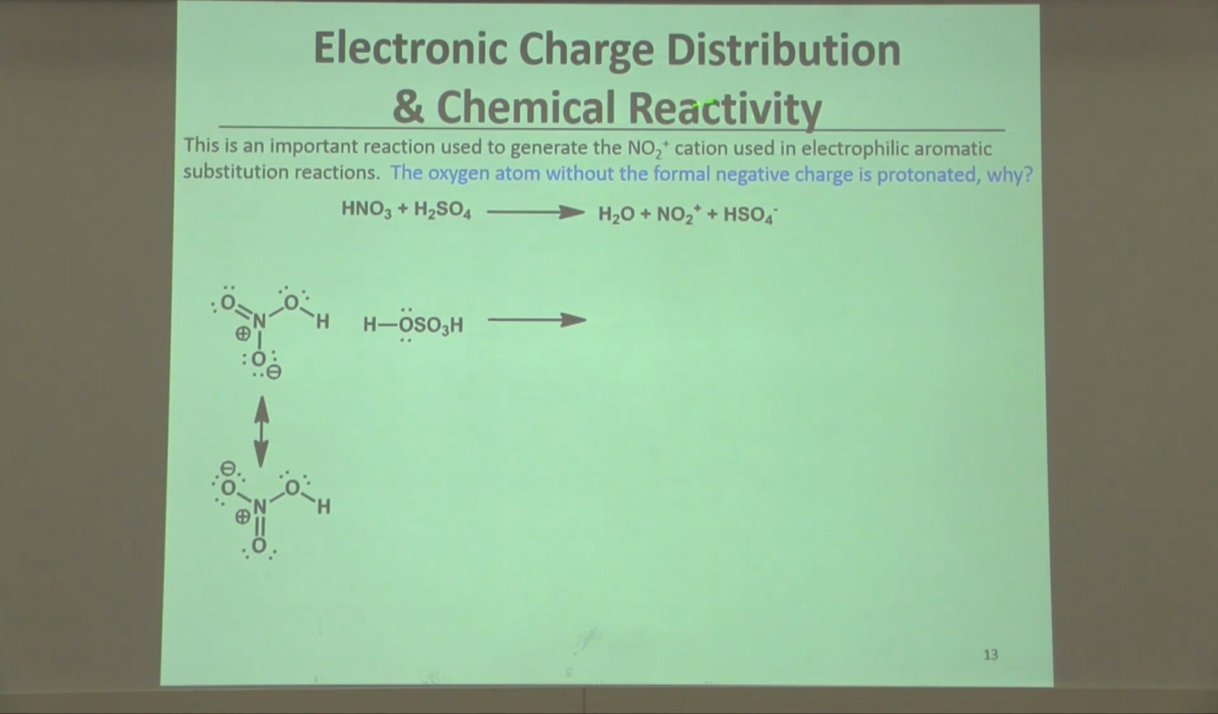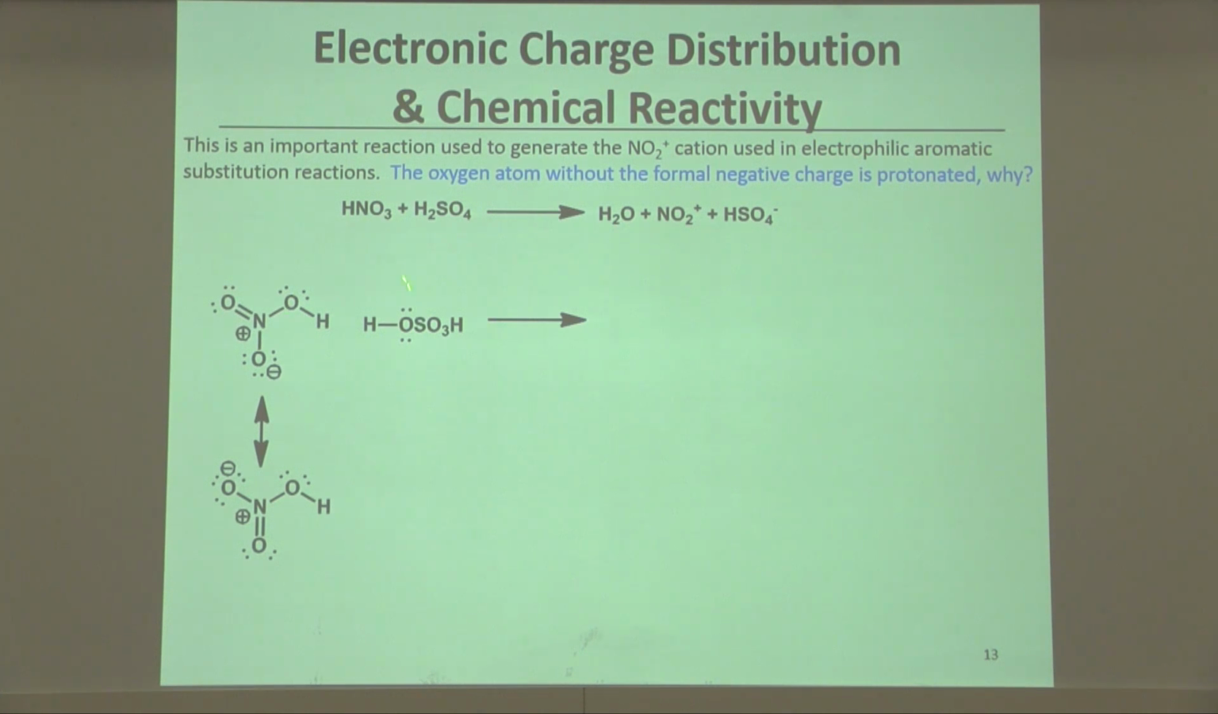So the overall reaction here involves a nitric acid molecule, which I've depicted here as a summation of its two most important resonance forms. We have one where there's a double bond to the oxygen on the bottom, and one where there's a double bond to the oxygen on the left. And correspondingly, we have a negative formal charge on the oxygen on the bottom or oxygen on the left so that we have the correct electron count.